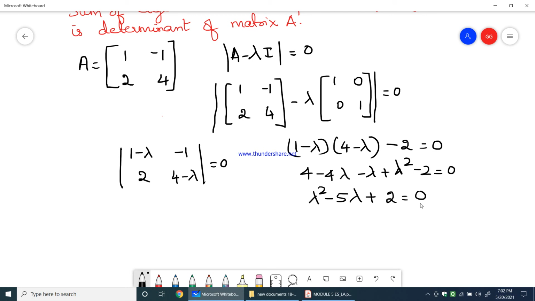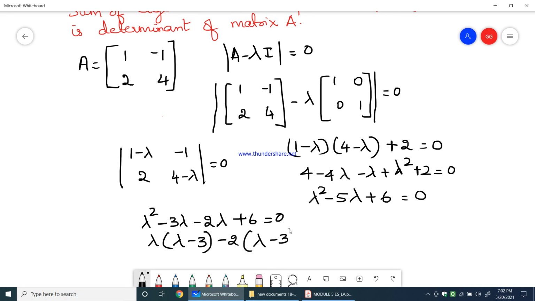Okay, one second, there is a small problem. 1 minus lambda into 4 minus lambda, minus of minus, which is plus 2. So, I think this becomes plus 2. So, 4 plus 2 will be equal to 6. So, this is the equation. So, I will say lambda square minus 3 lambda minus 2 lambda is minus 5 lambda plus 6. So, 3 into 2 is 6, 3 plus 2 is 5. Therefore, lambda into lambda minus 3 minus 2, if I take common, I will get lambda minus 3, which is equal to 0.